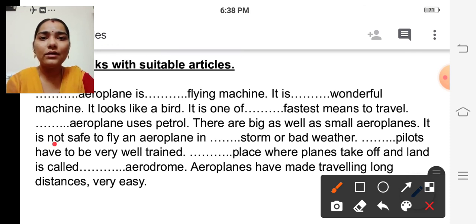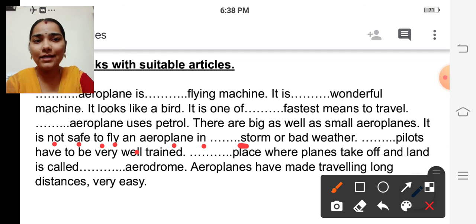It is not safe to fly an aeroplane in dash storm or bad weather. Storm. S is not a vowel. So here the article A should come, isn't it? So it is not safe to fly an aeroplane in a storm or bad weather.